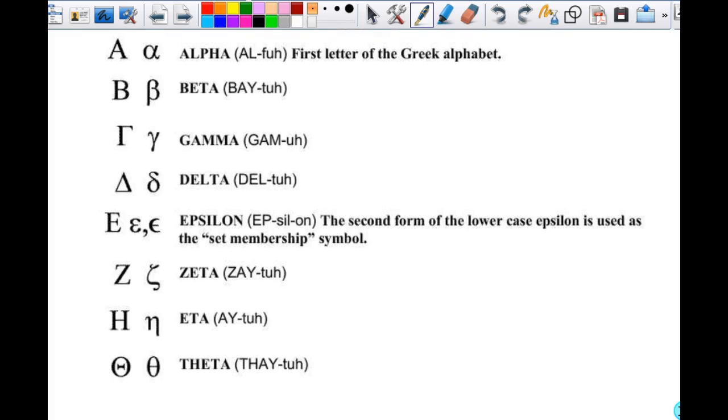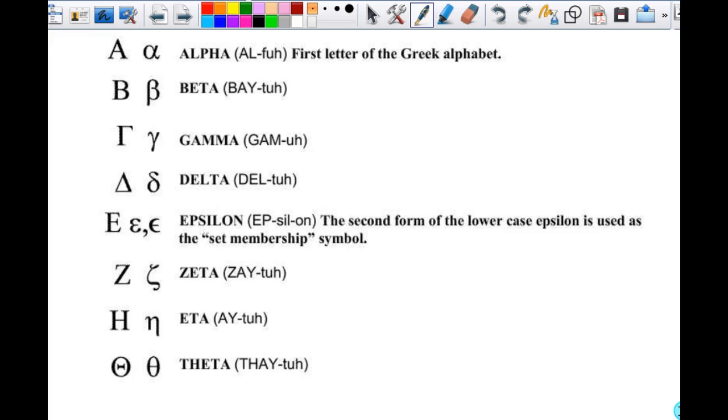We've got alpha and beta, gamma, delta, epsilon, zeta, eta, theta. So alpha and omega is maybe something you've heard of before. Beta, all of them, yes. Alpha, beta, gamma, delta, epsilon, zeta, eta, theta, iota, kappa, lambda, mu, nu, psi, omicron, pi, rho, tau, sigma, upsilon, phi, psi, chi, omega.